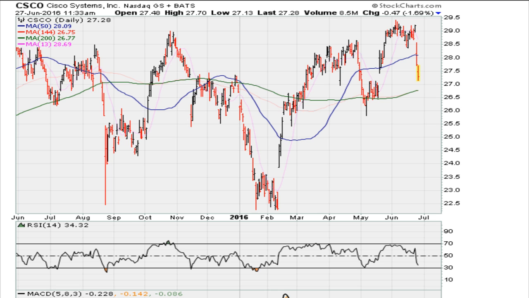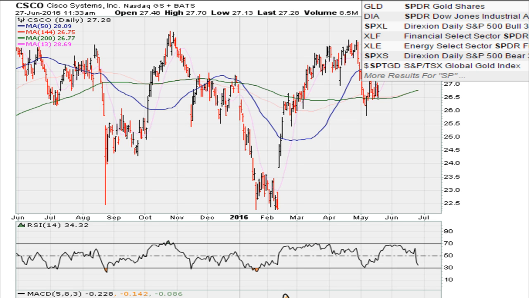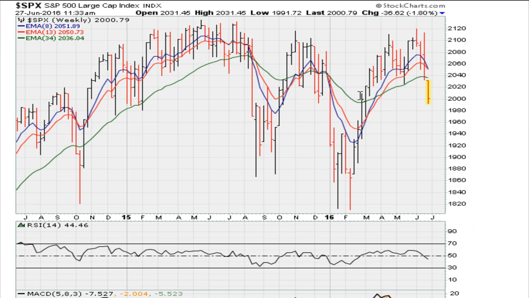Keep in mind we're watching a market that has been down substantially over the last couple of days. Again, today being a Monday after Friday's huge drop, you can see that the market is down again at the beginning of the trading session here, June 27th, 2016.